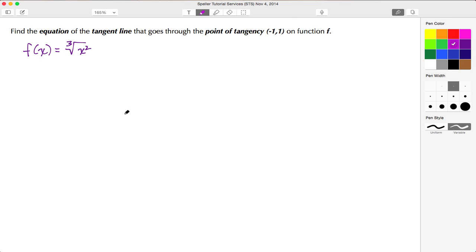Here we see that f is a radical function where we have the cube root of x to the second power. First thing I want to do is to change this from a radical function into an exponential function. So here I'm going to change this into f of x is equal to, we keep the base of x. The index of the radical becomes my denominator, and the power of the variable x becomes my numerator. So x to the 2/3 is the same thing as the cube root of x raised to the second power.